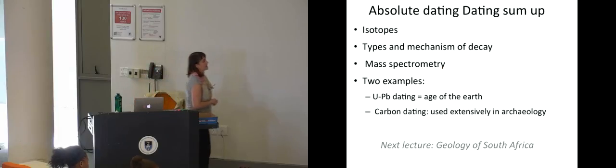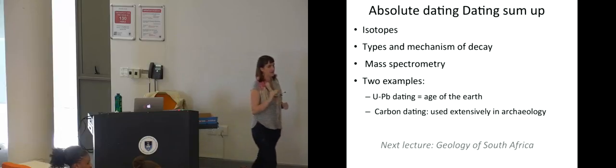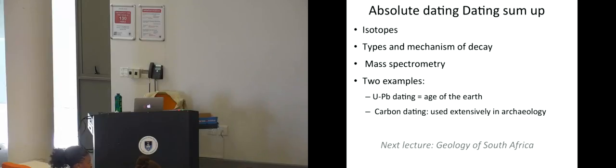Alright, so to sum up what we've looked at today, we've had a whistle-stop tour of absolute dating. We looked at isotopes, and basically what are isotopes? These are atoms of an element with extra neutrons that gives them different properties. We have radioactive isotopes, and this natural radioactivity is the process behind absolute dating. So we looked at the types and mechanisms of decay, and mass spectrometry is how we measure these various isotopes.